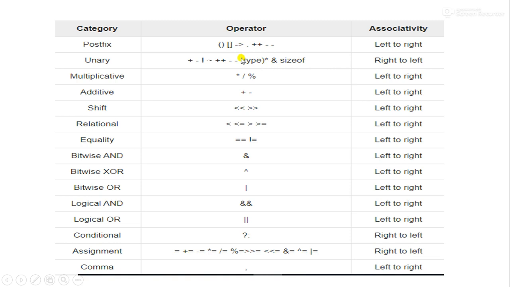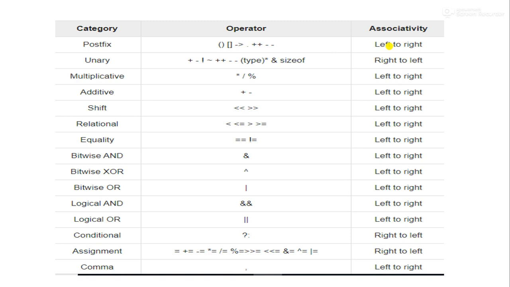This bracket, this dot, this plus plus and minus minus have the same precedence, which means they have equal priority. So if we have operators with the same precedence, then we need to check the associativity. This associativity tells us where to start, either from the left hand side or from the right hand side.